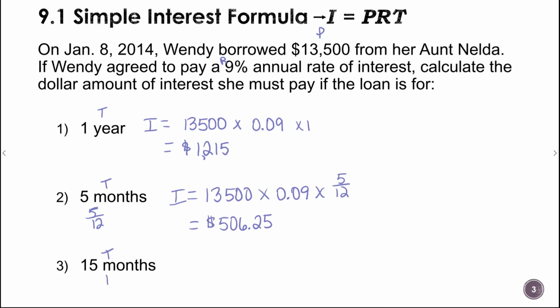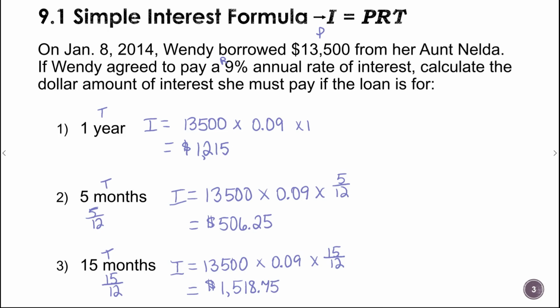15 months is more than a year, so this should be our biggest number so far. We're going to write this as 15 over 12. Now, you could simplify these fractions sometimes, but it doesn't really matter. You're just multiplying with these, so if you simplify, fine. If you don't simplify, that's also okay. So we start out the same way, 13,500 times 0.09 times 15 divided by 12. Enter it just like that on your calculator. And our total interest then is $1,518.75.